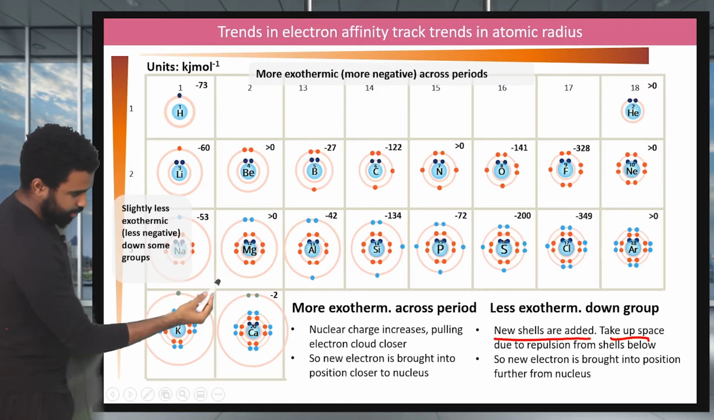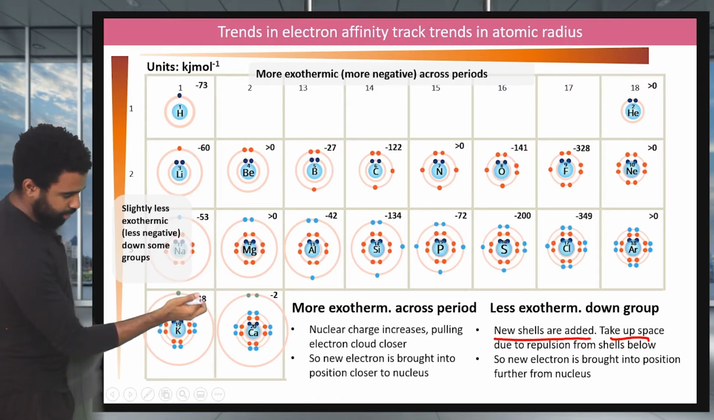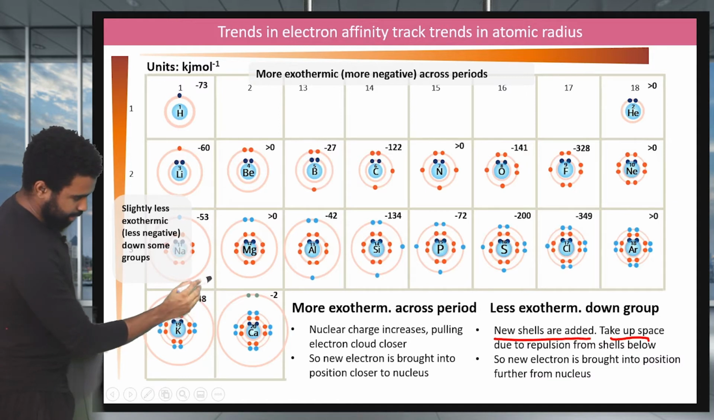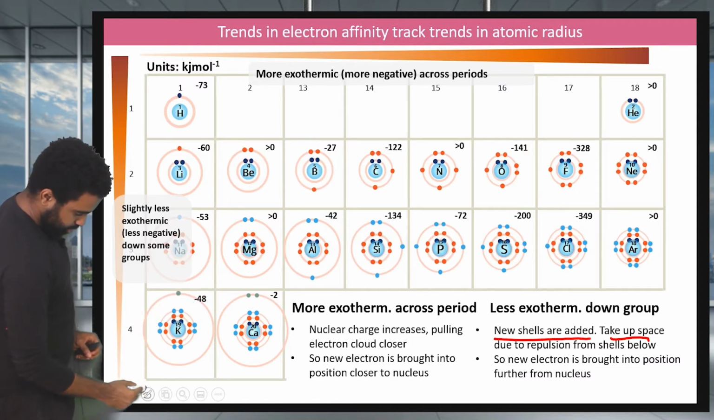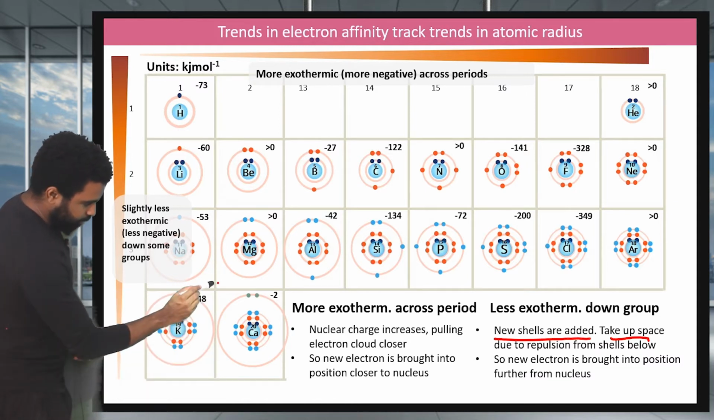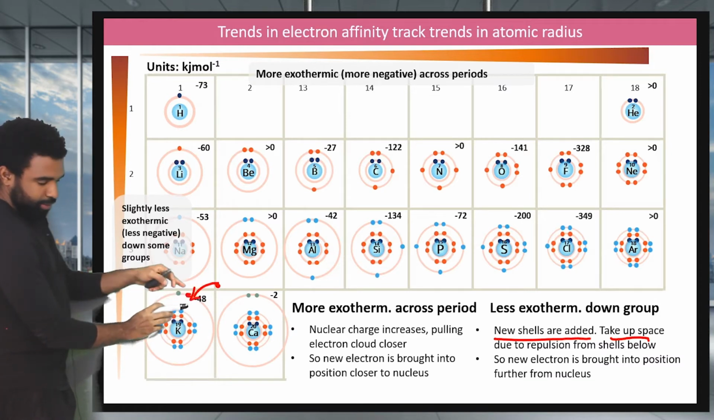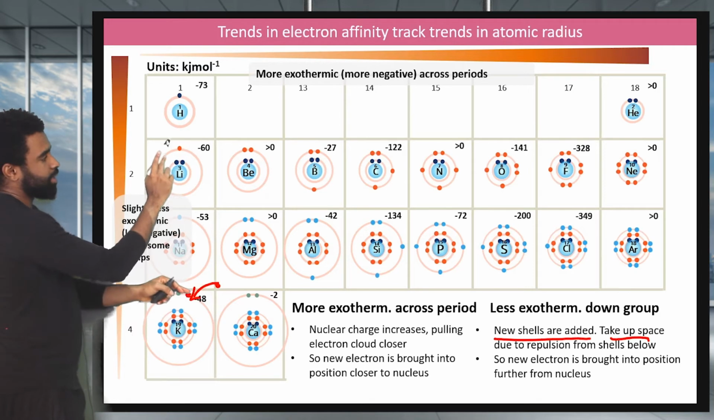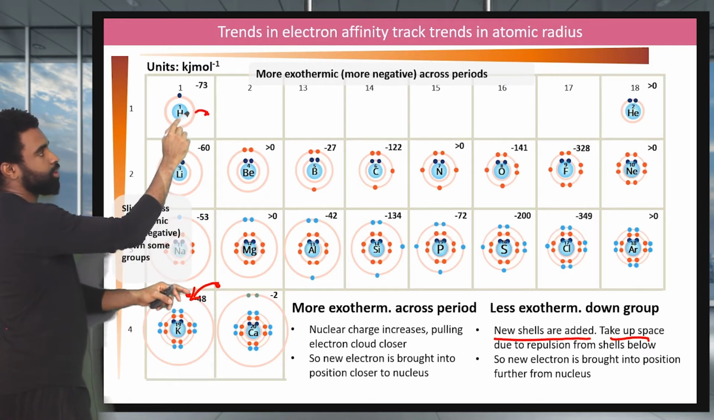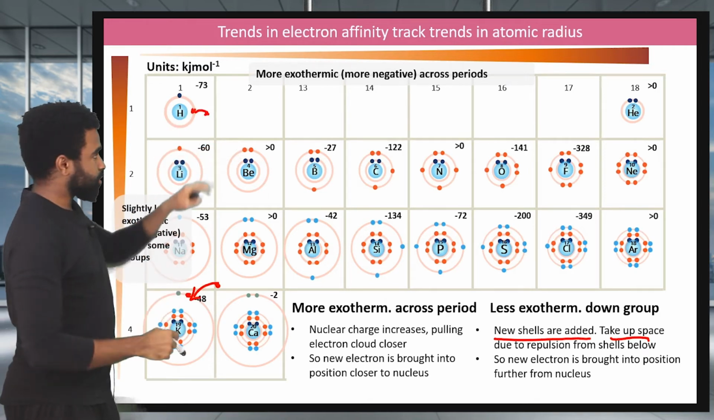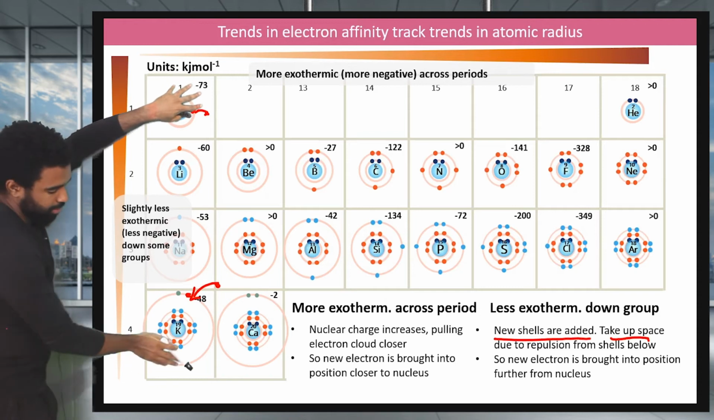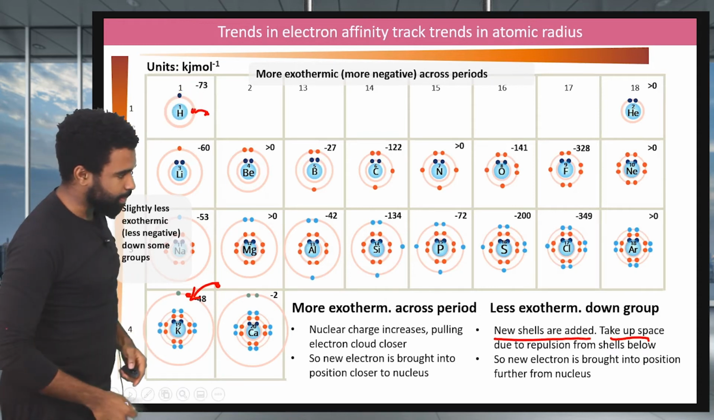So if we brought in an electron here into potassium, it would fall basically very far from the nucleus, whereas here for hydrogen, it falls in very close to the nucleus. And therefore, the electron affinity here is more exothermic than it is over there.